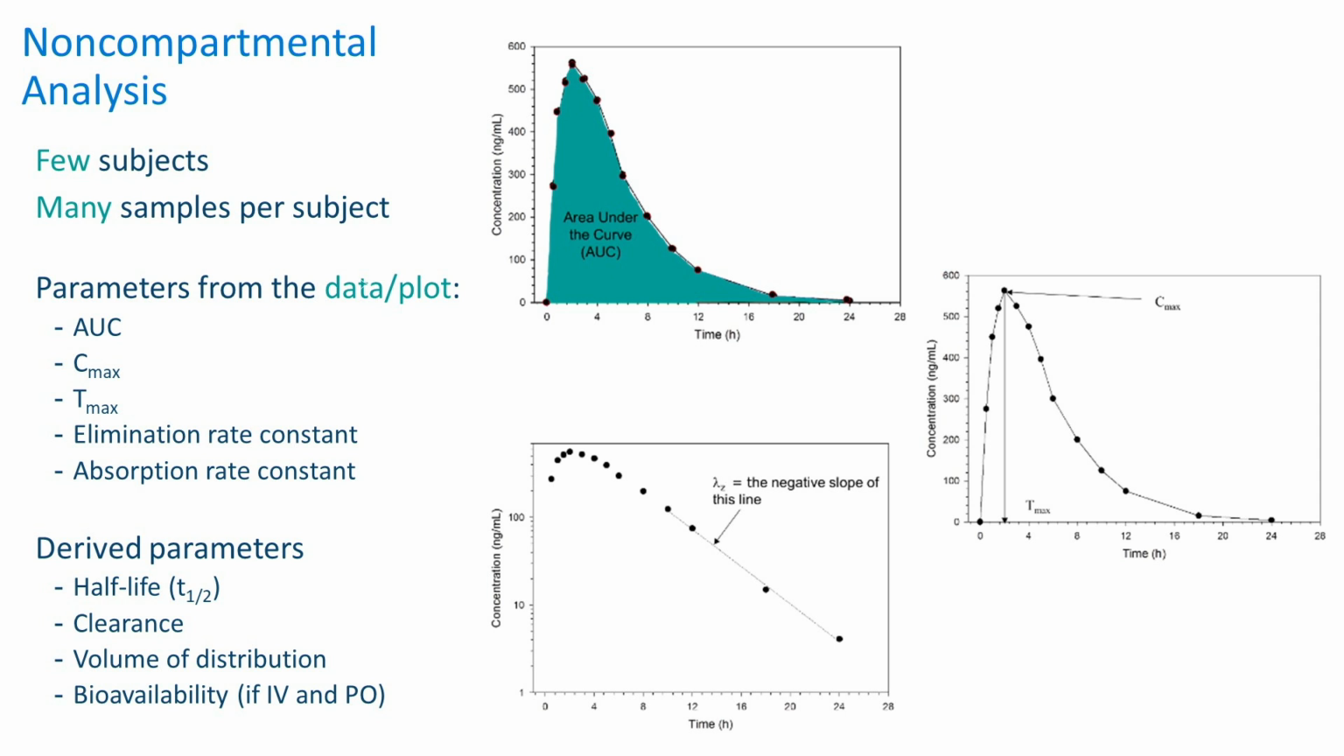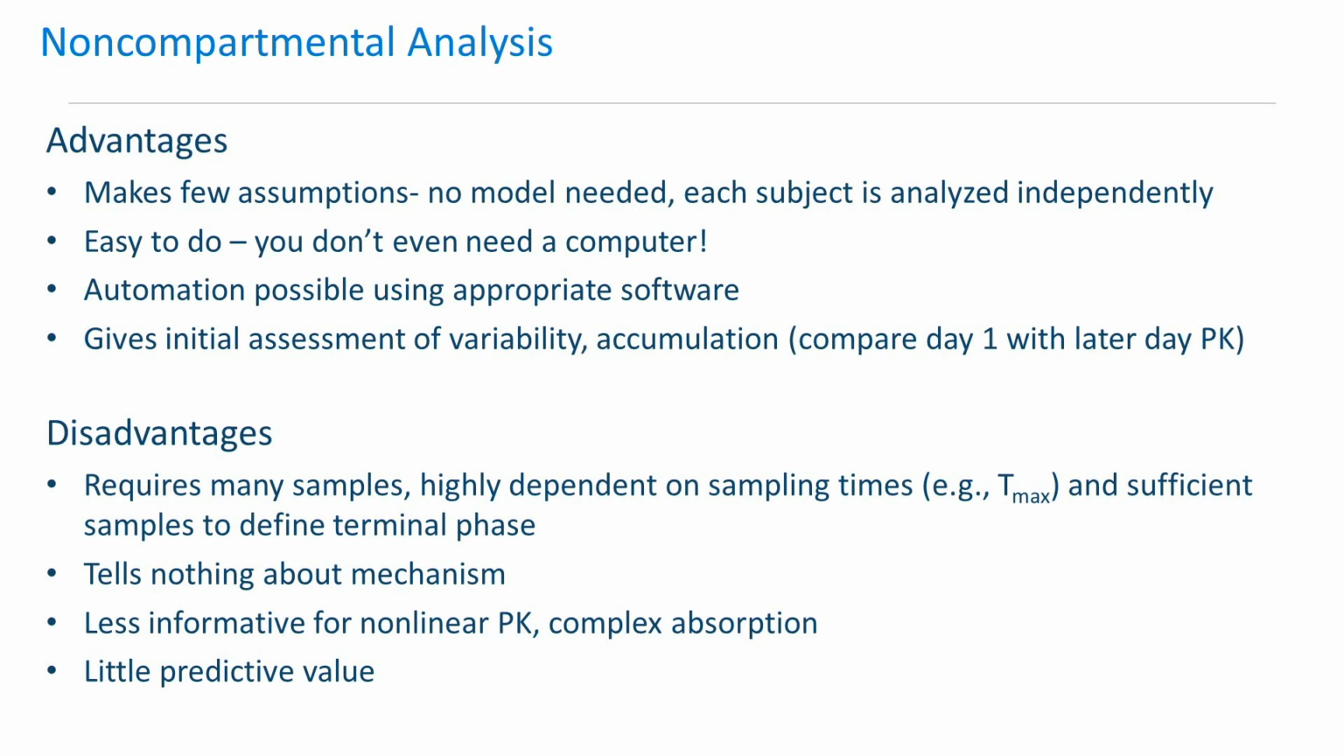Now, non-compartmental analysis is easy. As I mentioned, you don't even need a computer. And it makes very few assumptions. Because there's no underlying model, we just take each subject's data as it comes, and we take that as the whole truth. So it doesn't really help us to understand the variability in those patients, but we take each patient as the whole data set. Automation is still possible using appropriate software, so you don't have to do it with graph paper and a pen. And the nice thing about non-compartmental analysis is because it's easy, it'll also give us some assessment of variability and accumulation.